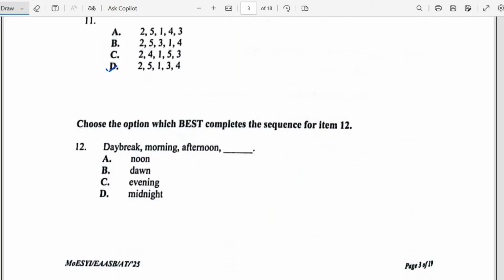Choose the option which best completes the sequence for item 12. And let's look at the sequence. Daybreak, morning, afternoon, and then after afternoon we have evening.